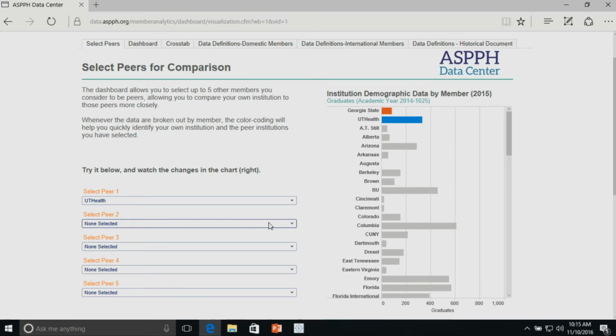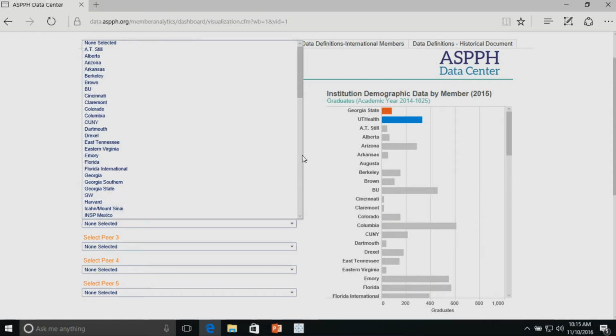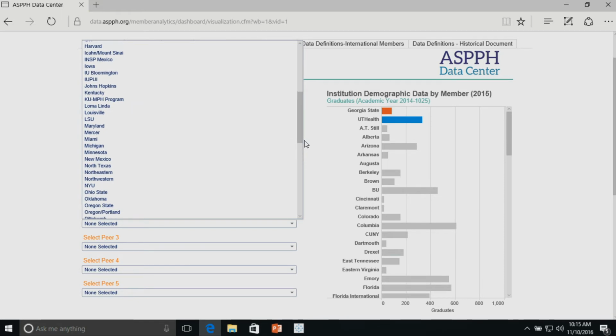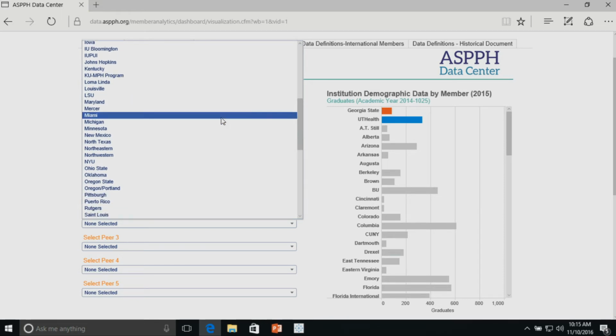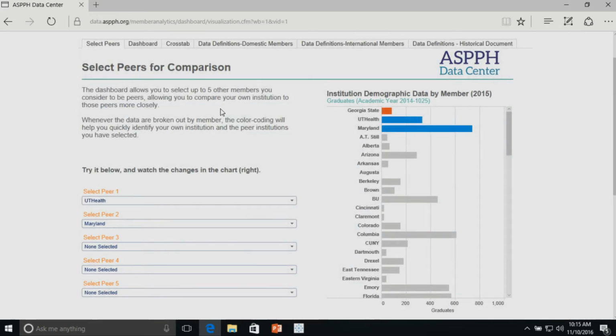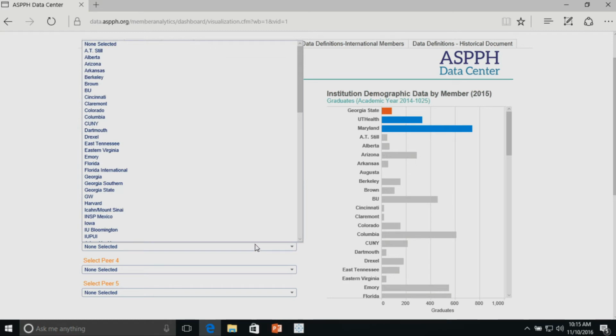So I'm going to select UT Health, University of Maryland, and there is a little bit of rhyme to my reason, because I looked at the US News and World Report and saw that all of these institutions are hovering around the same place in the rankings. Although I must say ASPPH does not endorse any rankings, because we love all of our members equally.